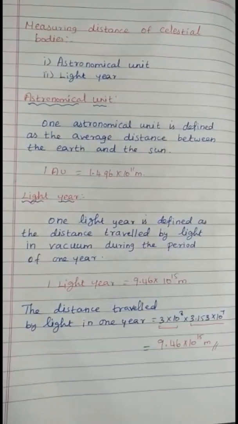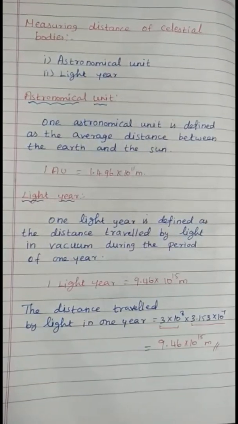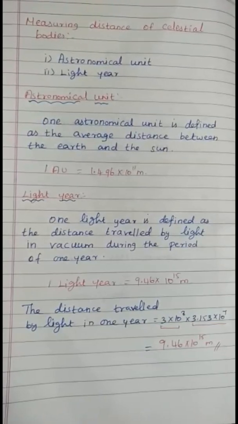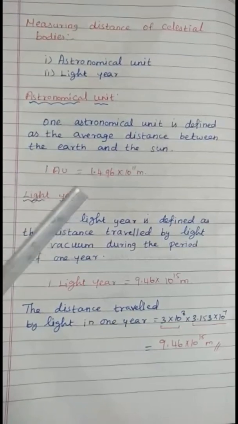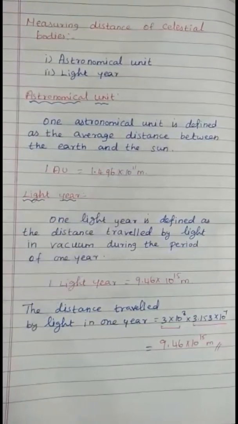What is astronomical unit? One astronomical unit is defined as the average distance between the earth and the sun. One astronomical unit is equal to 1.496 into 10 to the power of 11 meter.